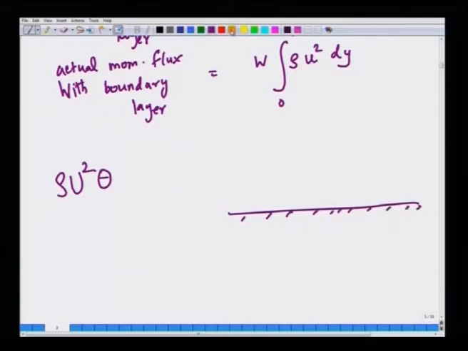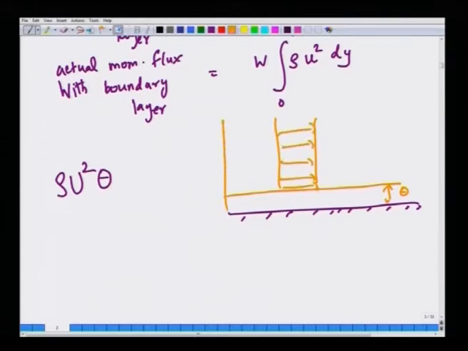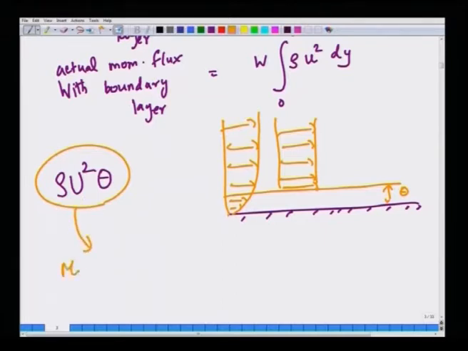Okay. Now, imagine that you are lifting by an amount theta, so that the approximate momentum flux calculated from potential flow up to this distance is the same as the actual momentum flux carried by the boundary layer. So, this is the momentum flux that is lost here, because you have displaced the plate, the surface, by theta.